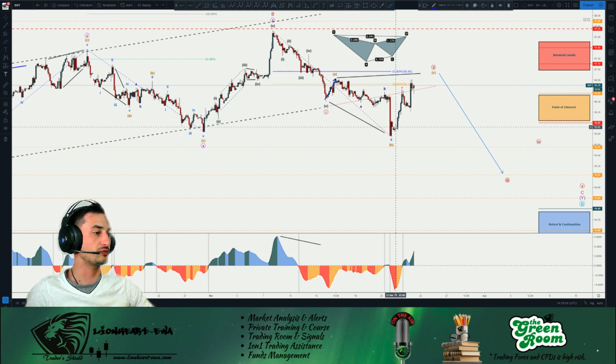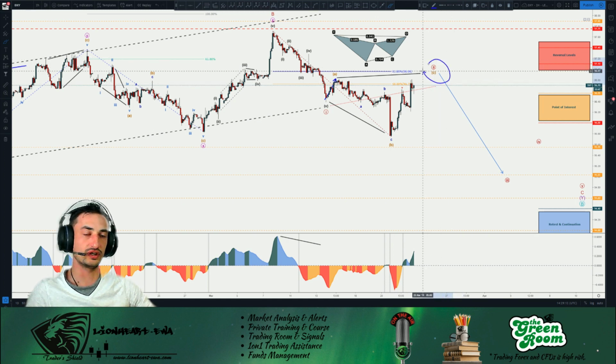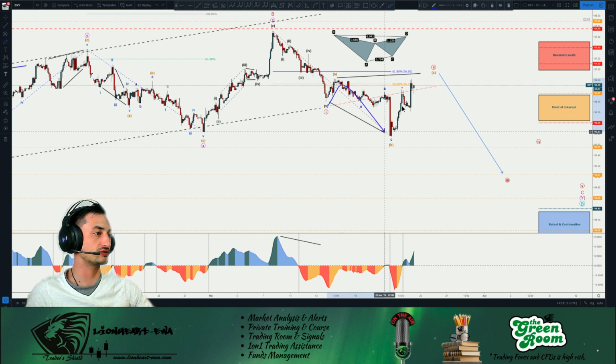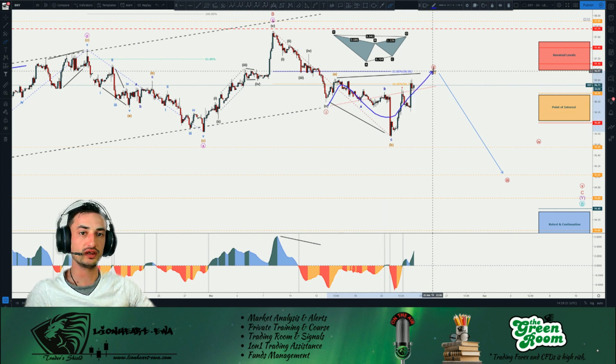And right about here, I do see a 1, 2, 3, 4, 5 wave sequence in this minuet C wave orange, thus completing the entire ABC pattern for the minute red 2. So the expanding flat that I was previously talking about.